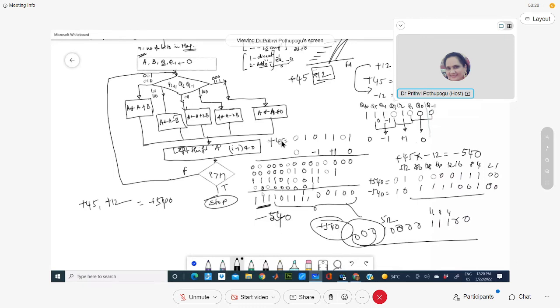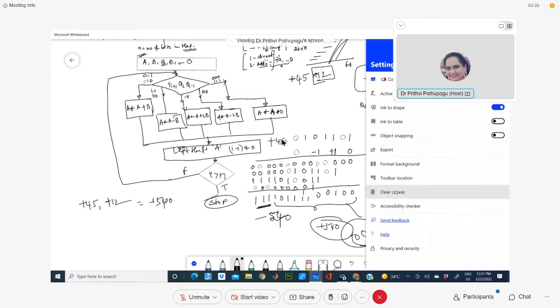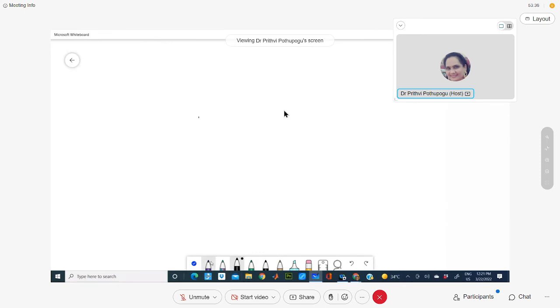So this is something about your modified Booth's algorithm or recoded multiplier. Do take the help of this table and flowchart. Again, with your own example, try to evaluate and see whether it is working or not. Okay. The next one is restoring division. The other one is non-restoring division.